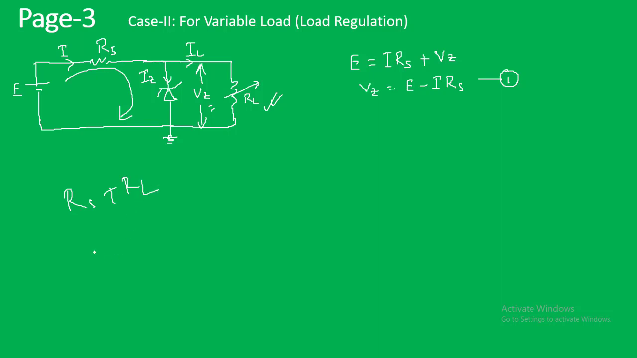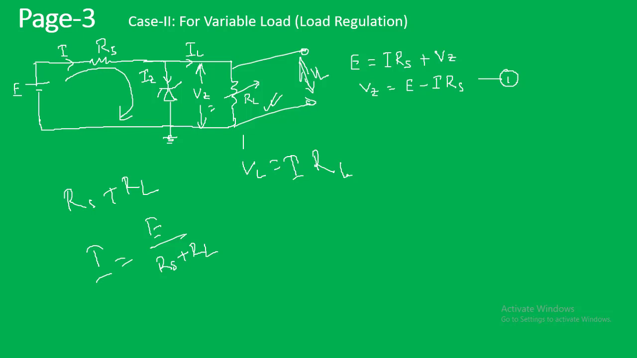Then the circuit current I will be equal to E divided by Rs plus RL. Here, if we consider this output voltage or load voltage as VL, then we can write VL equal to I into RL, considering that this is open circuit.